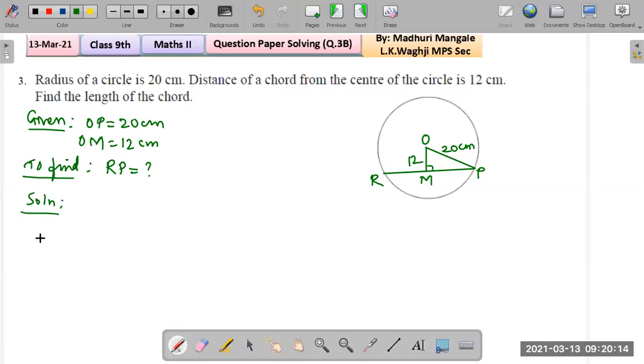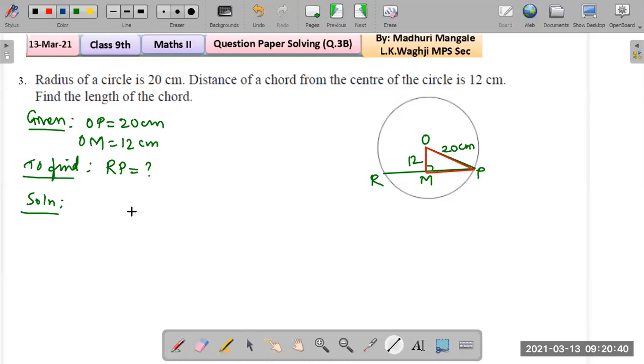How do we begin on this one, students? We clearly see that there is a right angle triangle. If we use the Pythagoras theorem, then we can find MP, isn't it? I'm just going to highlight the triangle. So this is the triangle we are going to begin with. When they say distance, distance is always perpendicular. That's how we get that perpendicular sign there.